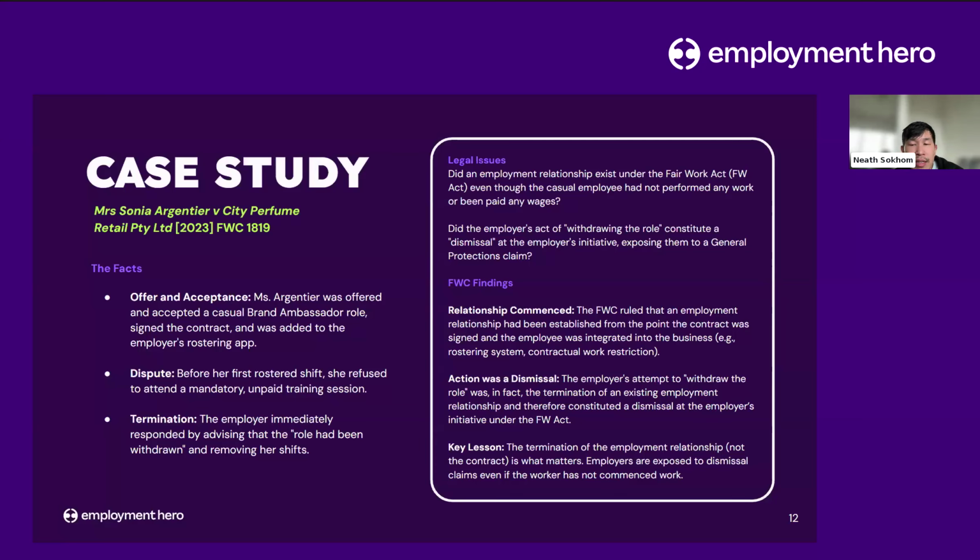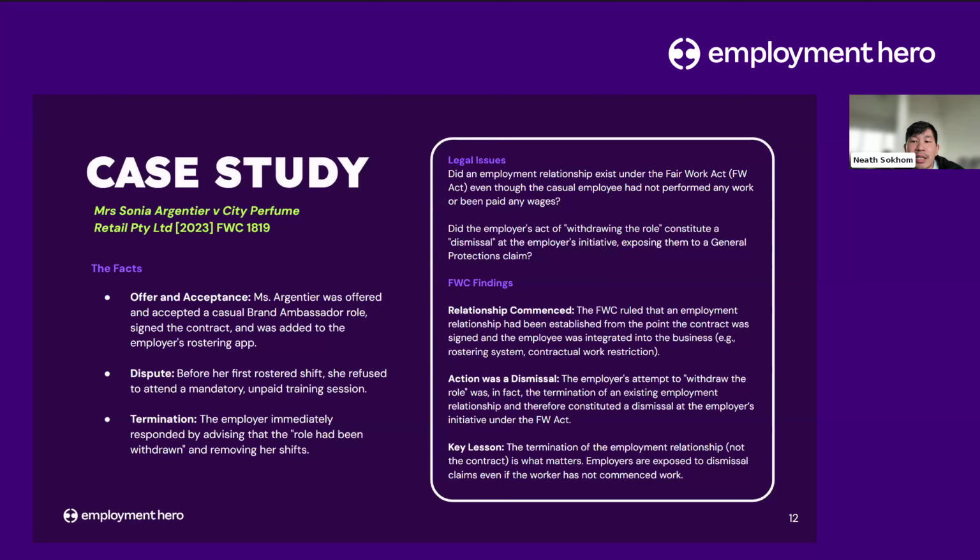So in a nutshell, this is a case about a job candidate, Miss Argentier, who had accepted an offer. She signed the contract. She completed most of the onboarding documents and was then added to the employer's internal scheduling app and rostered to do her first shift. So just to be clear, she hasn't even done the first shift yet. She's just been rostered on to do the first shift and she's completed onboarding, right? So a few days later, the employer asked her to attend training before she commences her first shift, right? And the employer made it clear to her that the training was mandatory, but it would be unpaid, right?